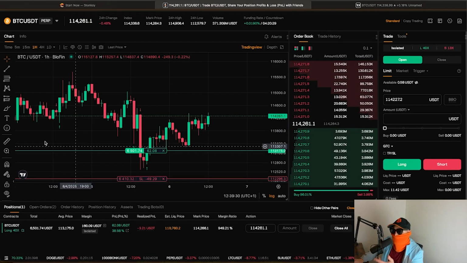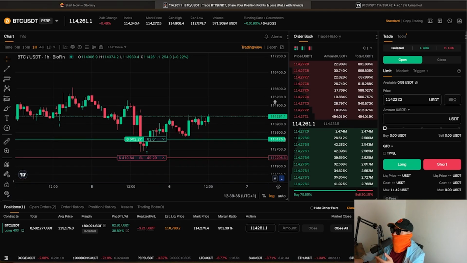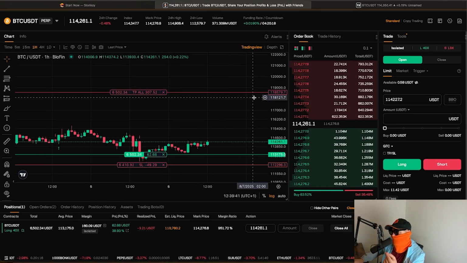So as you can see, back on BLOFIN now, this is the trade that's open. I've got my stop loss down here, and I have got my take profit all the way up here at 118,000, just over 118,500.